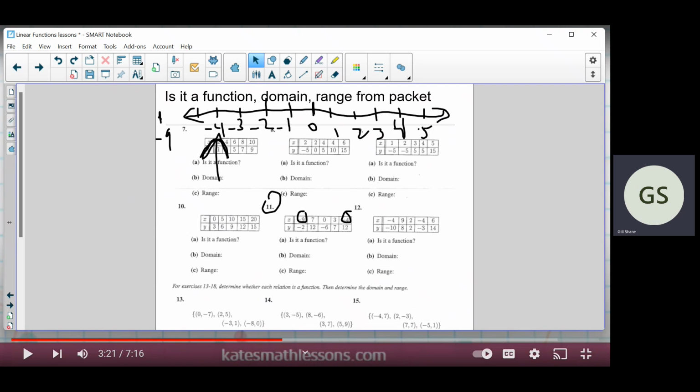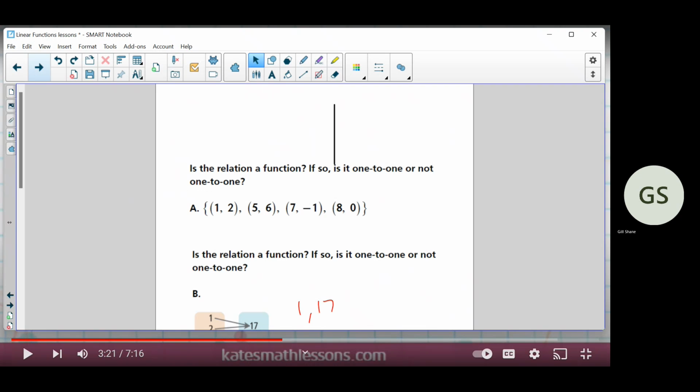So again, the farther left it is, the smaller it is. If you need to use that when you have a bunch of negatives and you're a little confused about which one is smaller and which one is larger, think of a number line. The farther left it is, the smaller it is. The farther right it is, the bigger it is. And I believe that's all we've done.